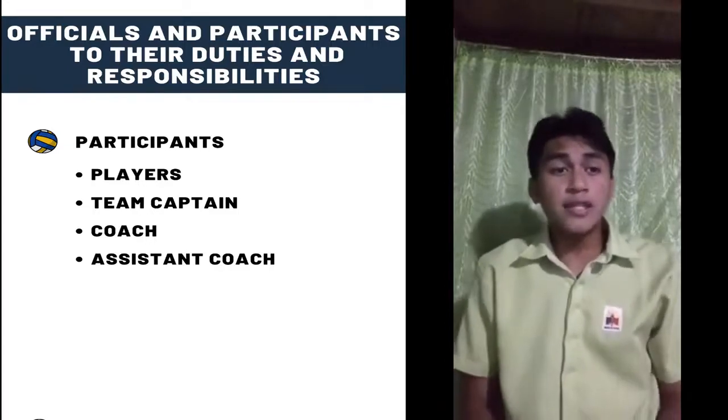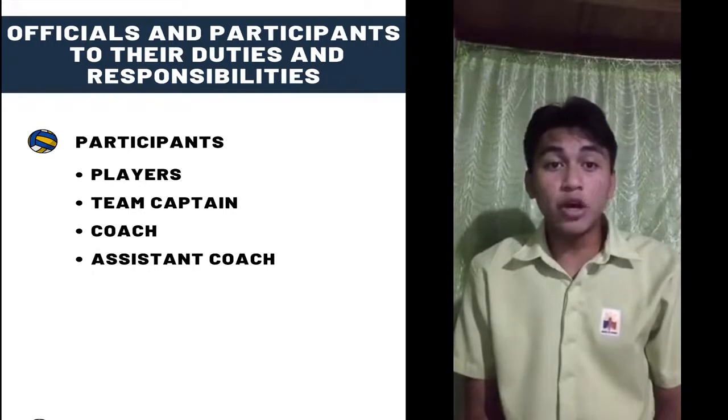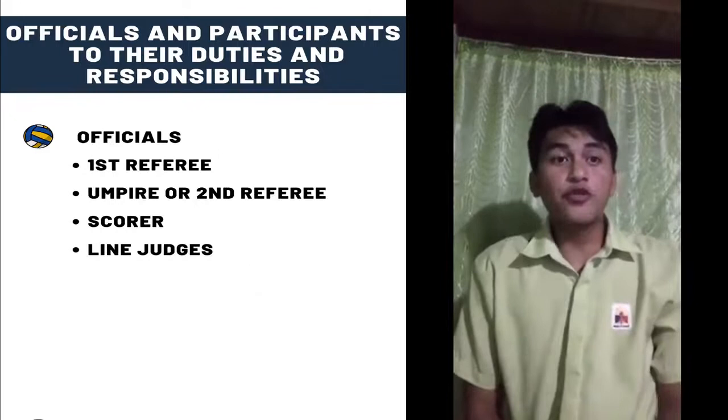So the next one is the assistant coach. He sits on the team bench but has no rights to intervene in the match. Should the coach have to leave the team, he may request that the team captain, with the authorization of the first referee, assume the coach functions. So now let's proceed to the officials.